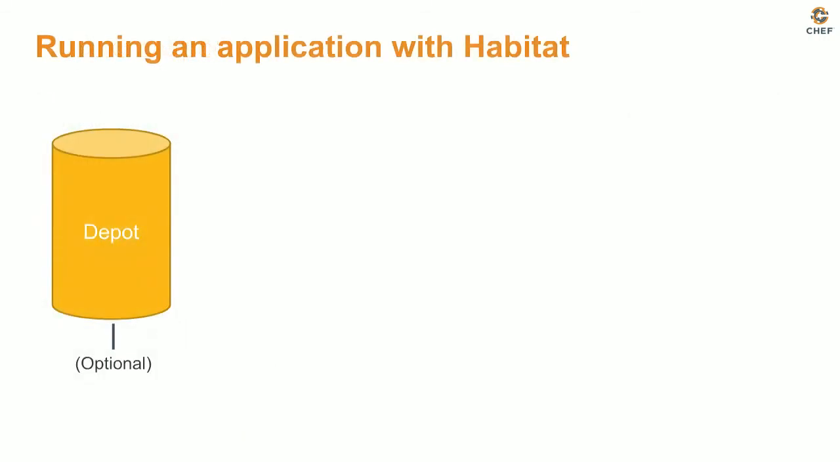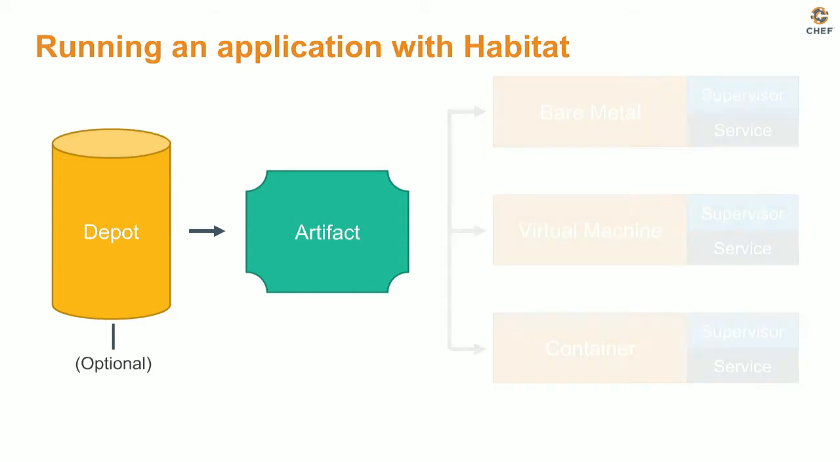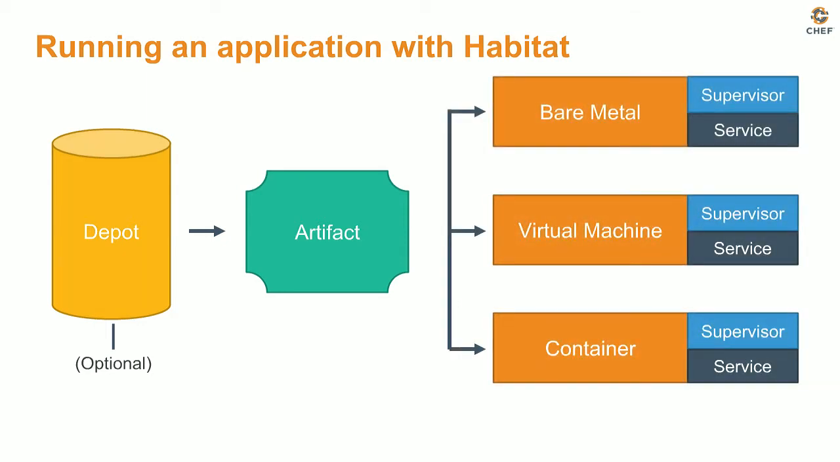Now, when it comes time to run the application with Habitat, if your package is on the public depot, again, that's optional, you then pull that artifact from the depot onto wherever you want to run it. Again, whether it's bare metal, virtual machine, or container. Now, if you're not using the depot, you can also put that artifact wherever you want to run it using SCP, FTP, whatever sort of file transfer protocol that you want to use.